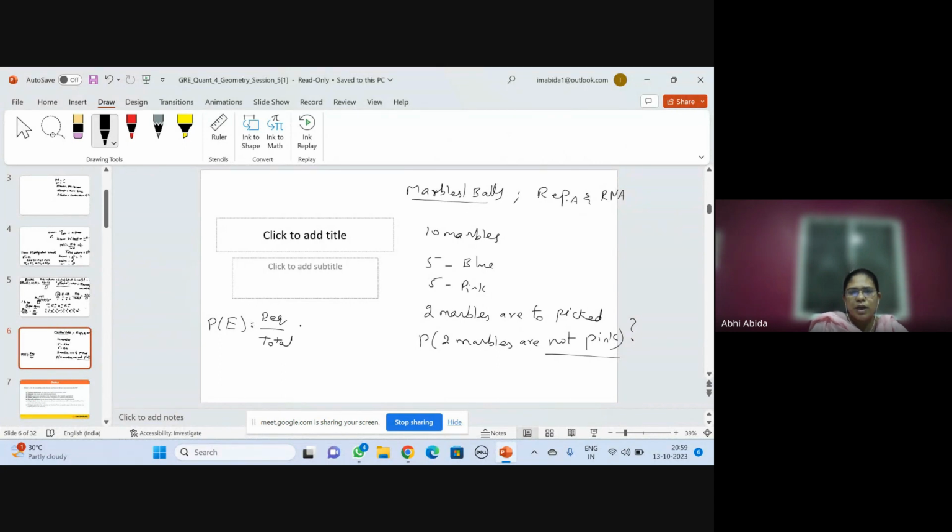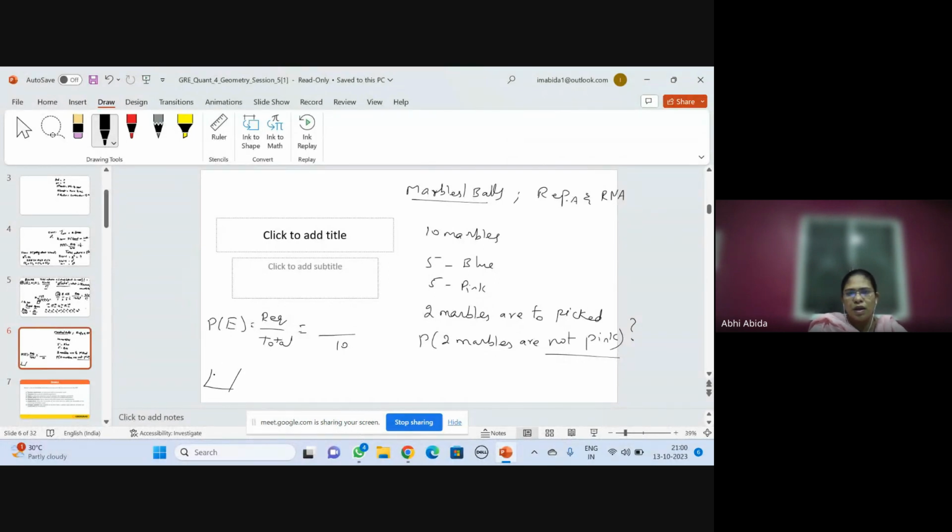So what is my required outcome, and what is my total? First see the total. How many marbles? Total 10 marbles. So what is the condition? The condition here is that both the marbles are not pink. There is no stated condition of repetition allowed or not allowed in the question, but we are going to do it both ways. Whenever repetition is allowed, what does repetition allowed mean? Let us take a box.